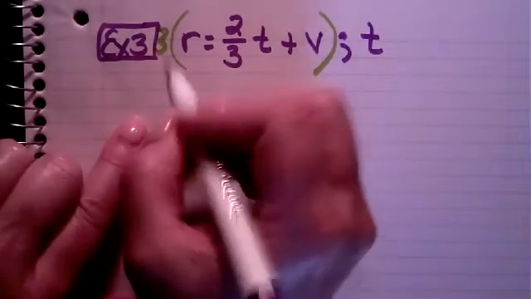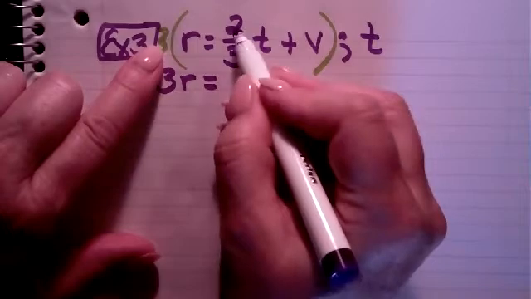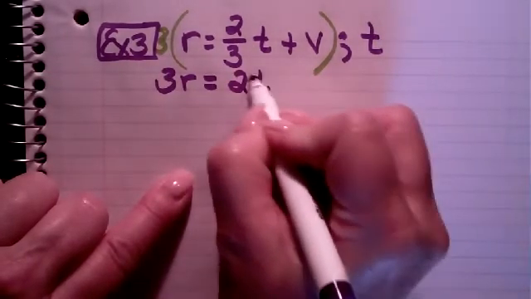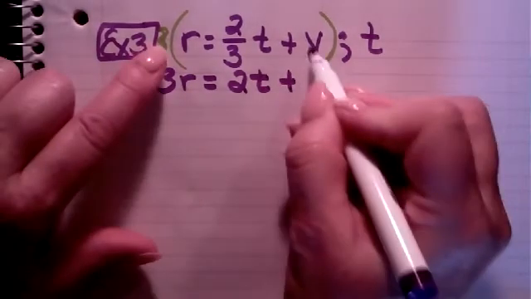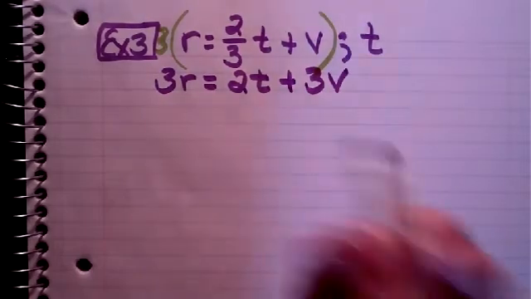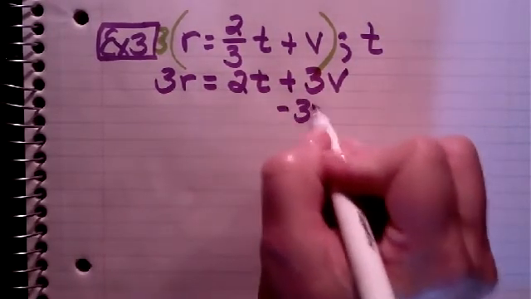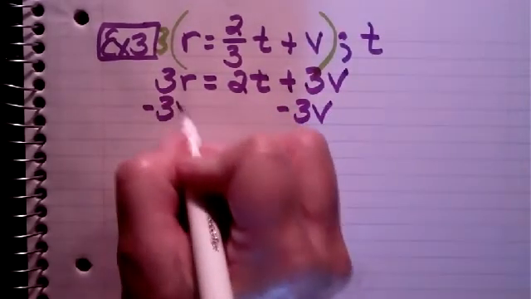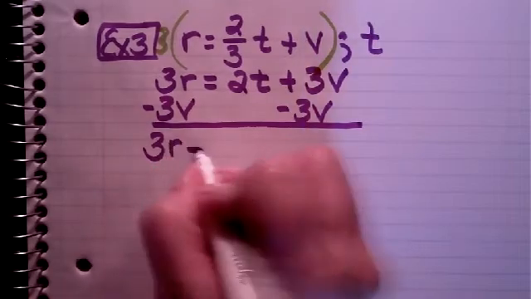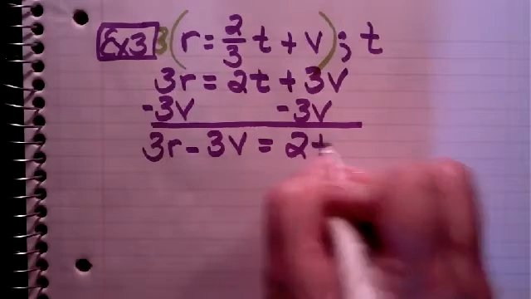So 3 times R is 3R equal to, if I multiply by 3, divide by 3, we know that cancels out, and that leaves me with 2T plus 3 times V, which is 3V. Okay, now we need to isolate the T. So the first thing I'm going to do is move the 3V to the other side, just like that. So I'm going to have 3R minus 3V, when I just rewrite it, equal to 2T.